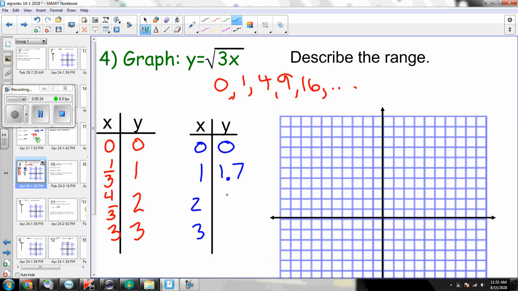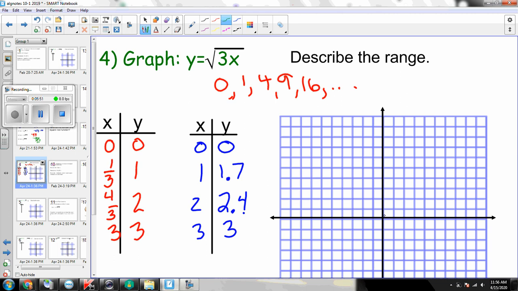If I do the square root of 3 on the calculator and round to the tenths, I would get 1.7. If I put 2 in for x, I would take 3 times 2, 6. Take the square root of 6 on a calculator, rounded to the nearest tenth would be 2.4. And if I put 3 in for x, 3 times 3 is 9, the square root of 9 would be 3. That would give me a whole number answer. Now, if I graph these points in either table, it's going to give me the same graph.